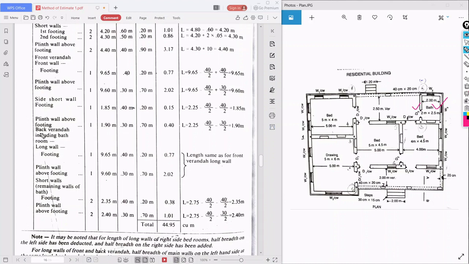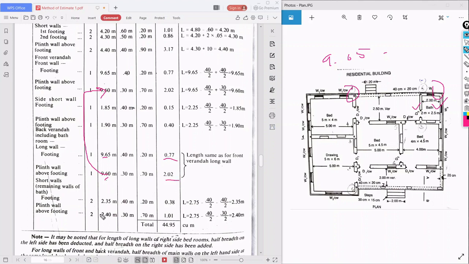What we have to do, that is this one 9.65. Okay, so the length will be same. Okay, 9.65. Okay, minus 40 by 2 plus 40 by 2, because the same section. Okay, junction is this for 20 centimeter wall and it is for 30 centimeter wall junction. Okay, so the breadth is 0.40, height is 0.20. So you'll get the quantity. So for plinth wall also 9.60, 0.30, same as the front veranda wall. See here. Okay, 0.70, you will get the quantity.